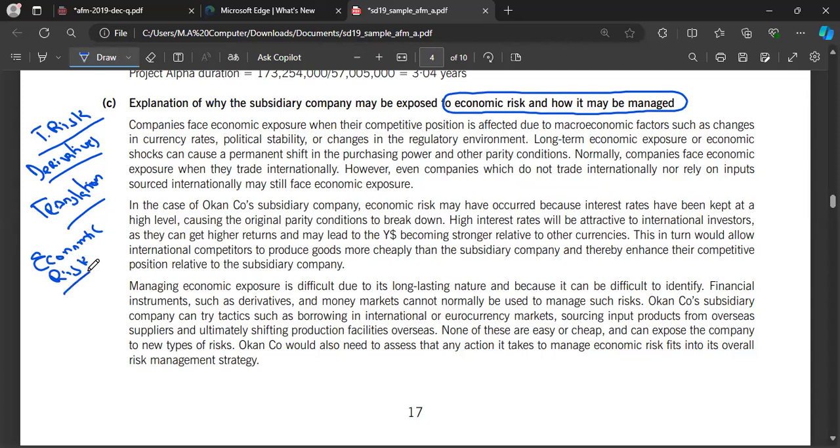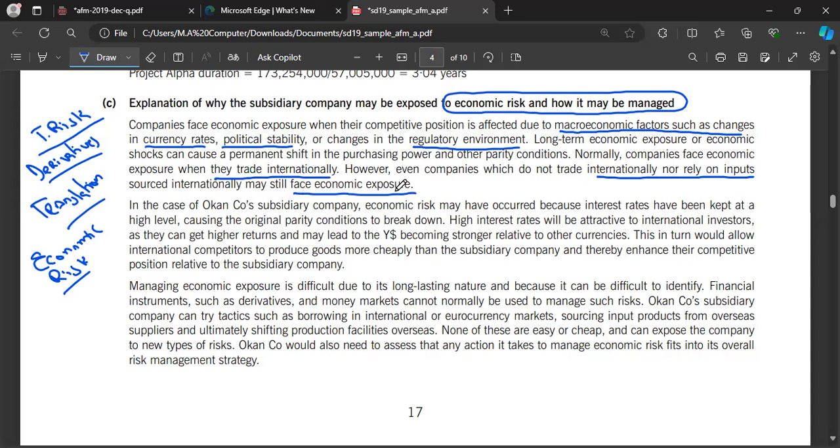The economic risk is a long-term risk. It cannot be managed by any of the derivatives. Now, companies face economic exposure when their competitive position is affected due to macroeconomic factors such as changes in the currency rates, political stability, or changes in the regulatory environment. Long-term economic exposure or economic shocks can cause a permanent shift in the purchasing power and other parity conditions. Normally, companies face economic exposure when they trade internationally.